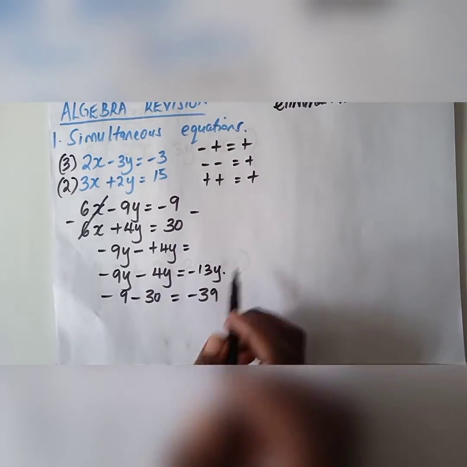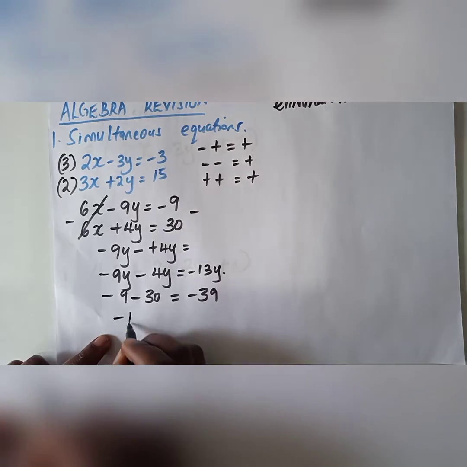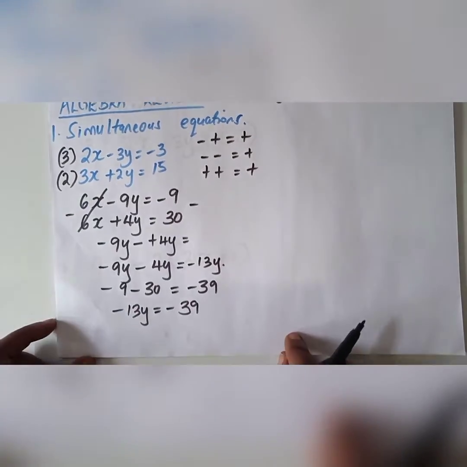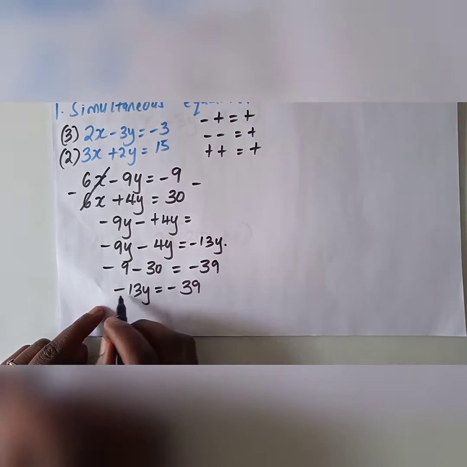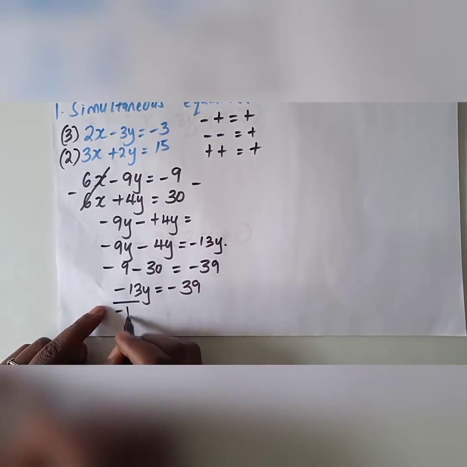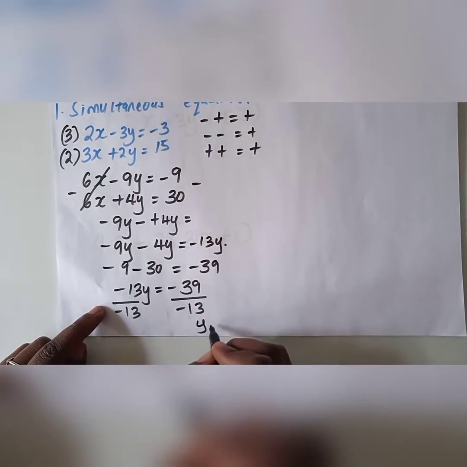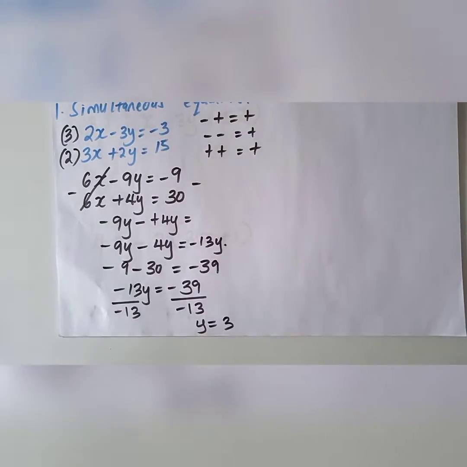So let's equate these two together, and it's minus 13y equals minus 39. To get rid of minus 13, we divide on both sides by minus 13, and this will give us y equals 3.